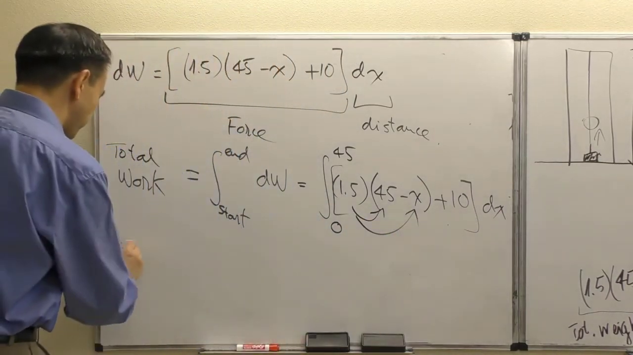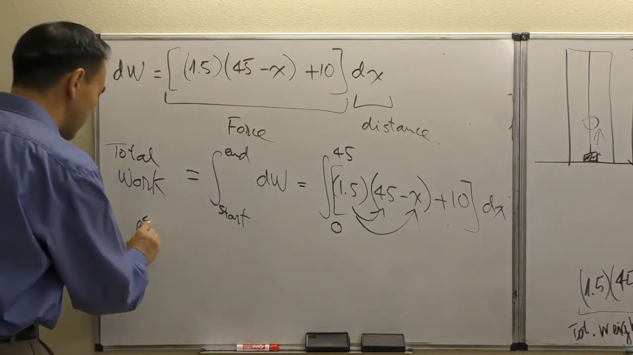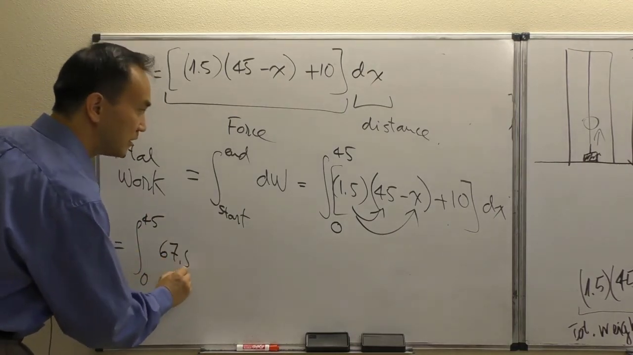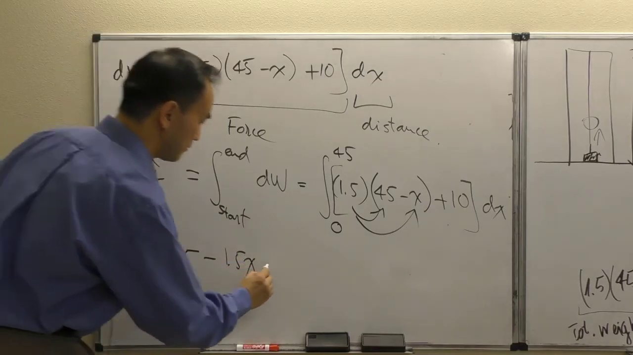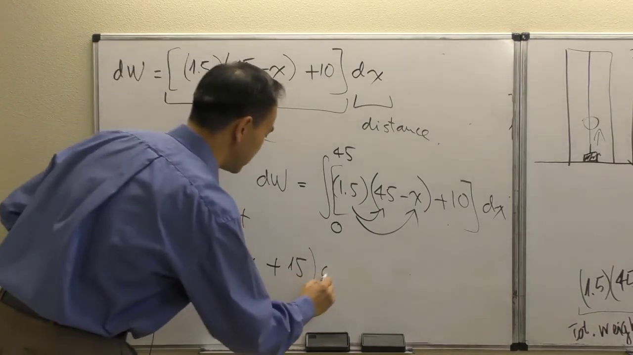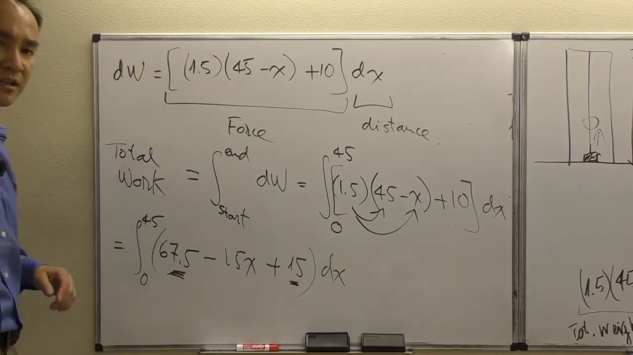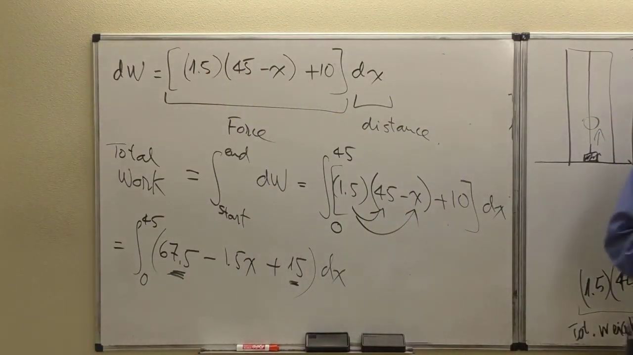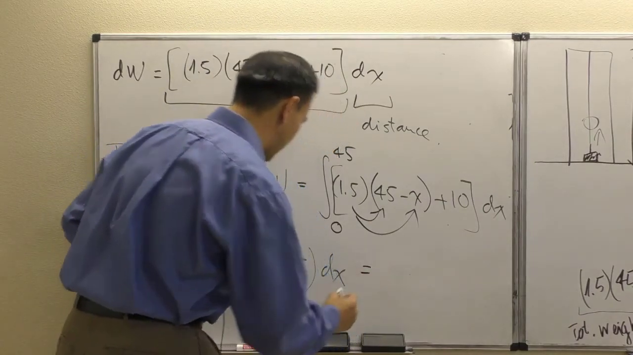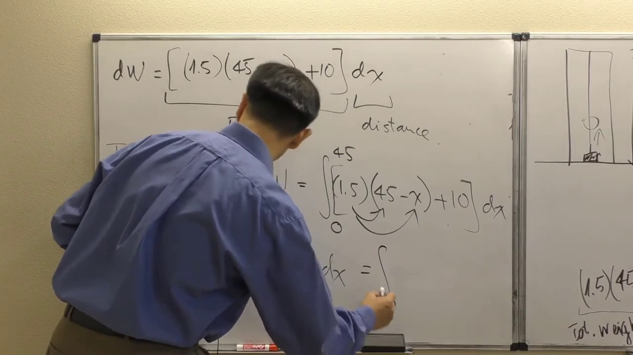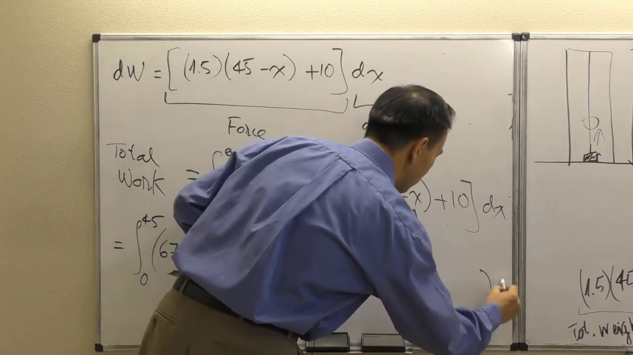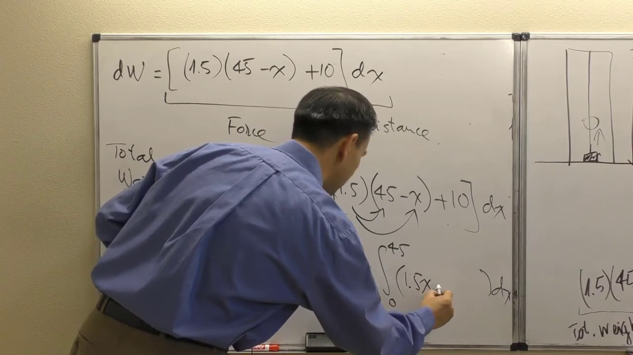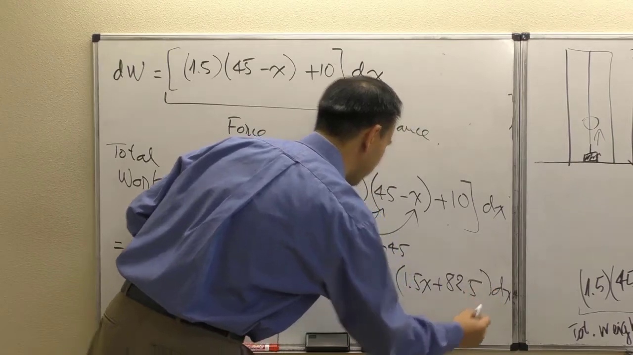Before getting the integral, it's 0 to 45, and I'm looking at 67.5 minus 1.5x plus 15, dx. Of course, these two terms are constants. We can combine them, but they are not coefficients to be placed in front of the integral. So in the next step, I'm looking at the integral from 0 to 45 of 1.5x plus 82.5, with dx.